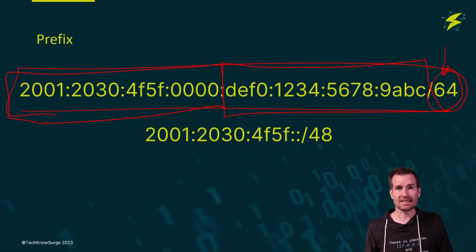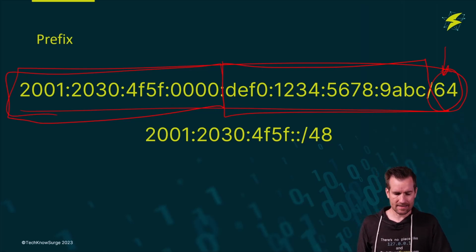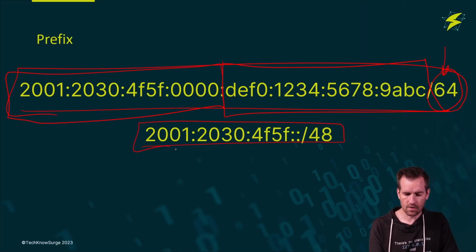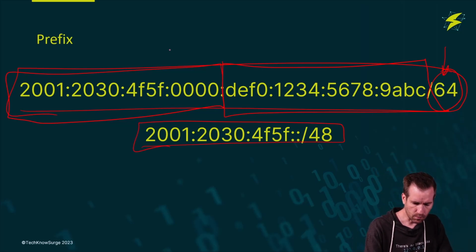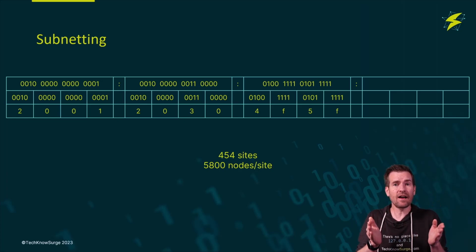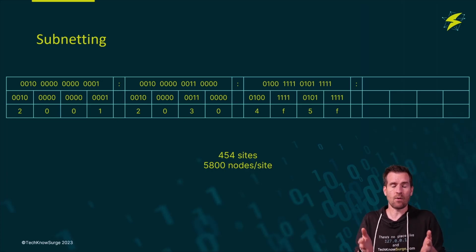Well, the thing is that what your internet service provider is going to do, if they assign you a range of addresses, it will probably look similar to this right here. They're going to give you the first 48 bits, and that gives you this range right here to work with for all your subnetting. So if we have a whole hextet to work with, we have 65,536 different networks that we can work with.